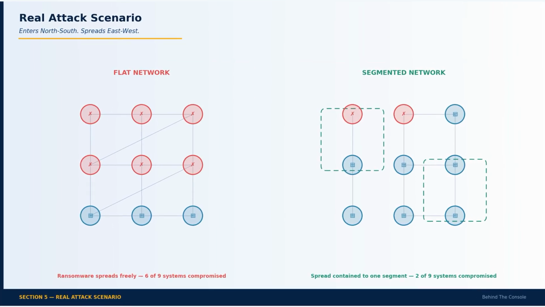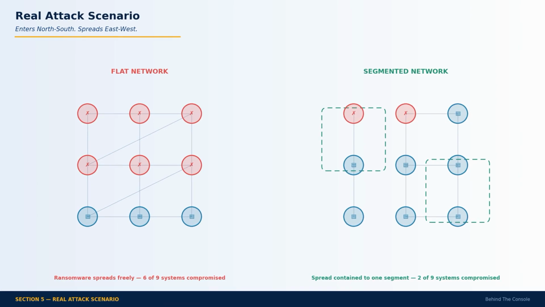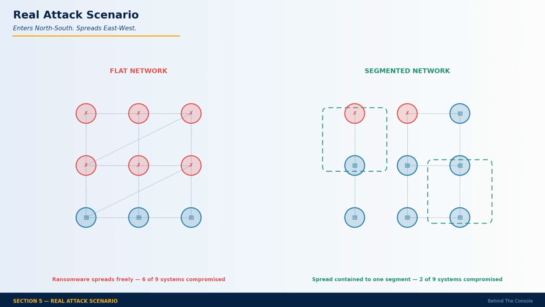Here's why this distinction actually matters. Ransomware doesn't just appear inside your network, it has to get in first. That initial entry is north-south traffic, a phishing email, a malicious download, an exposed remote access point. Once it lands on one machine, though, it stops behaving like north-south traffic entirely. It starts moving east-west, scanning for other machines, spreading laterally from server to server, hunting for higher value systems like your database or domain controller.